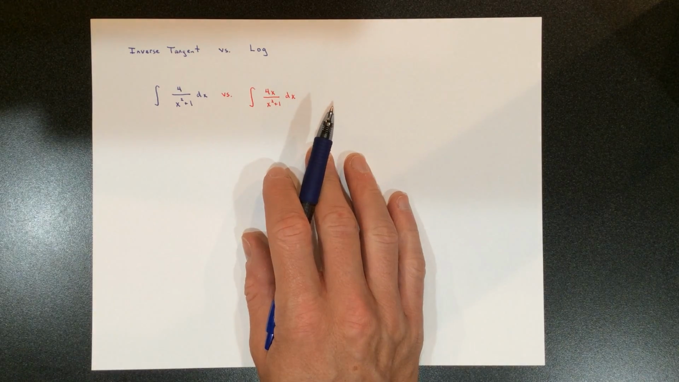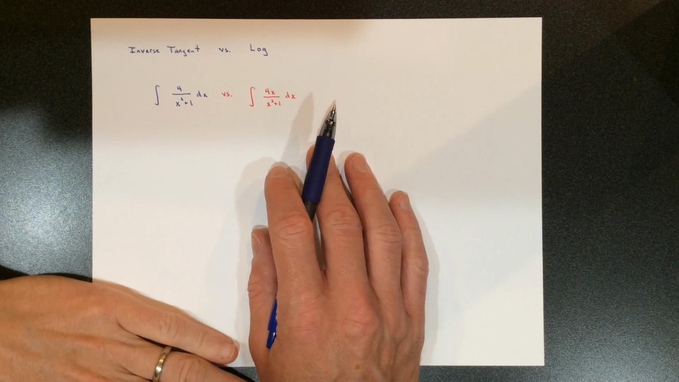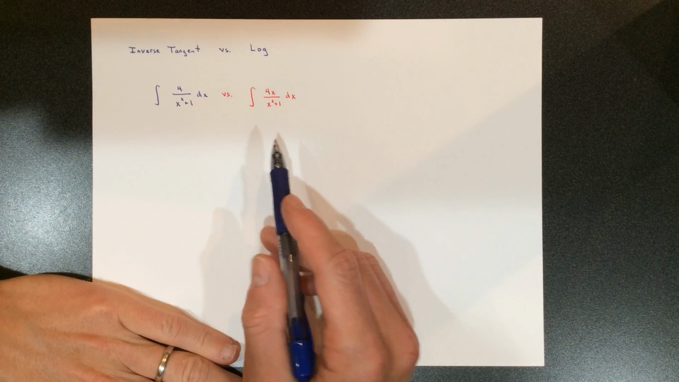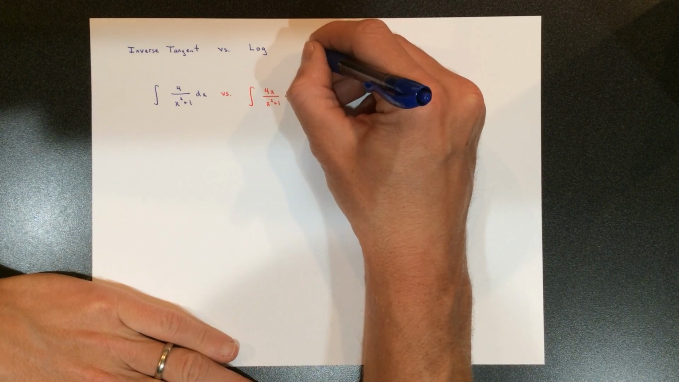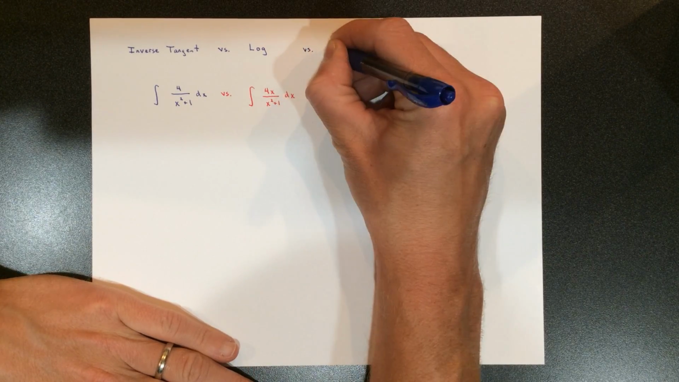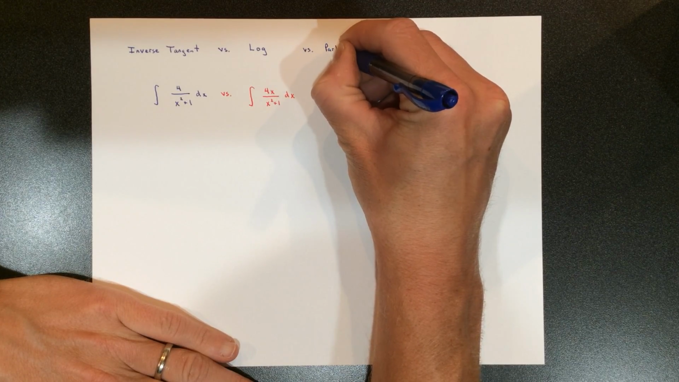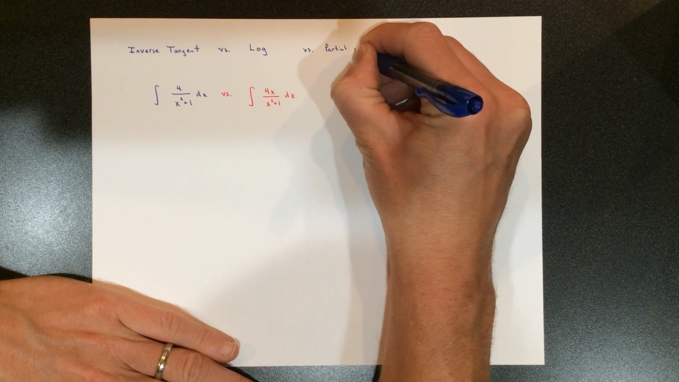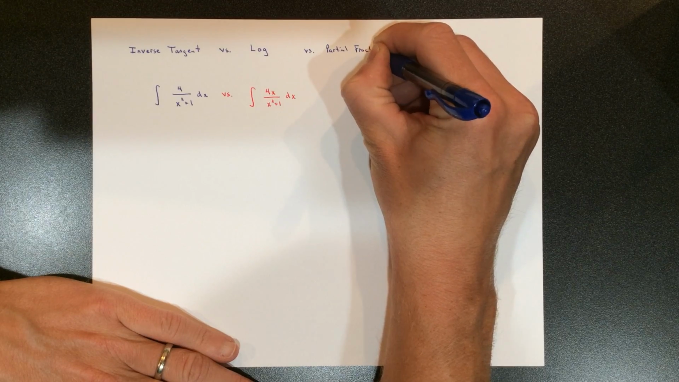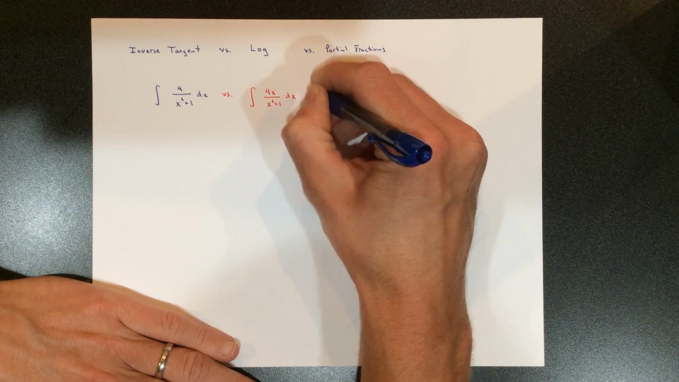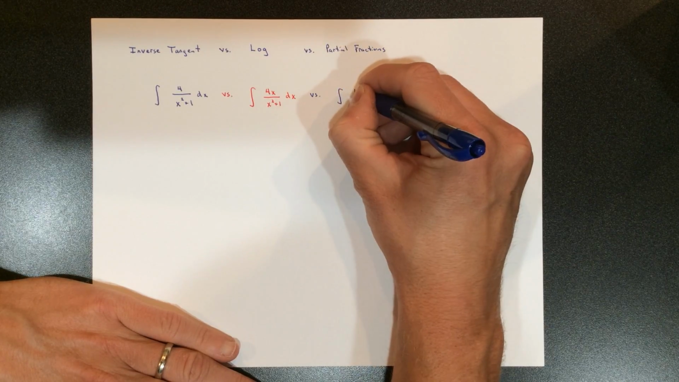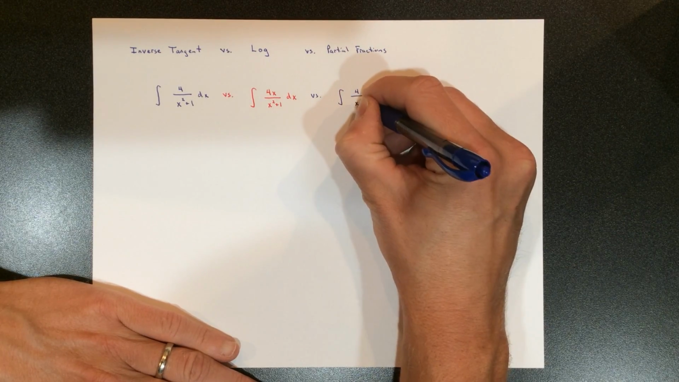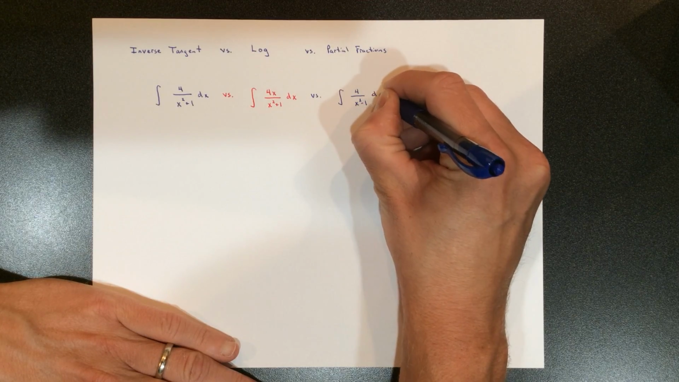All right, I'm going to teach you inverse tangent integrals, but I also want to compare them to just logs so we can talk about the differences between them. And then eventually, I guess really we should put on here versus partial fractions. You probably haven't learned about partial fractions yet, but you will eventually. And a partial fraction integral would look something like maybe 4 over x squared minus 1 dx.